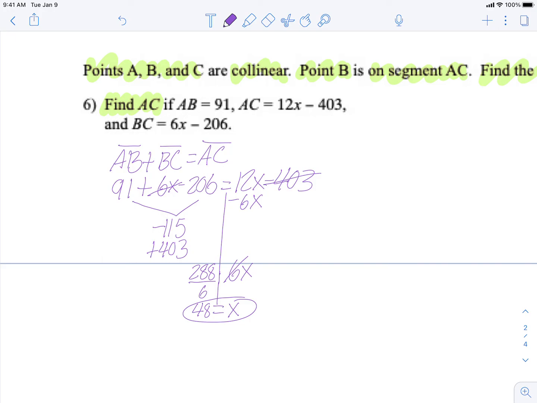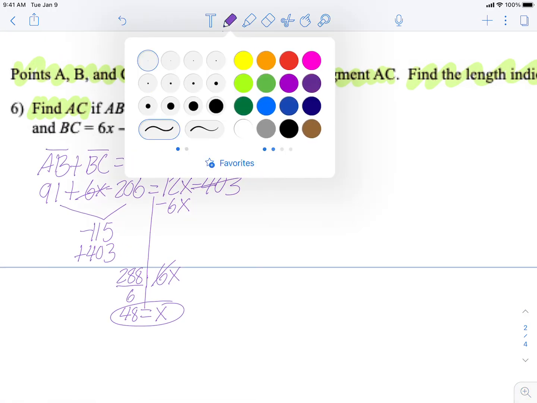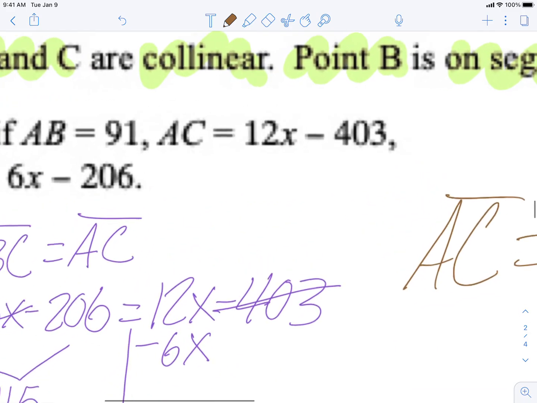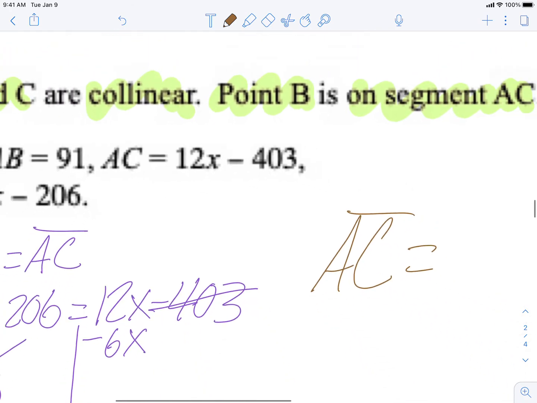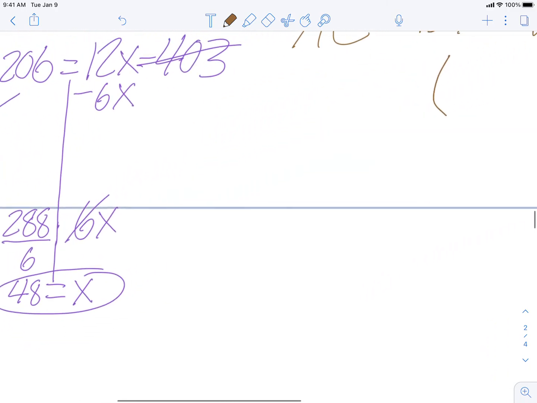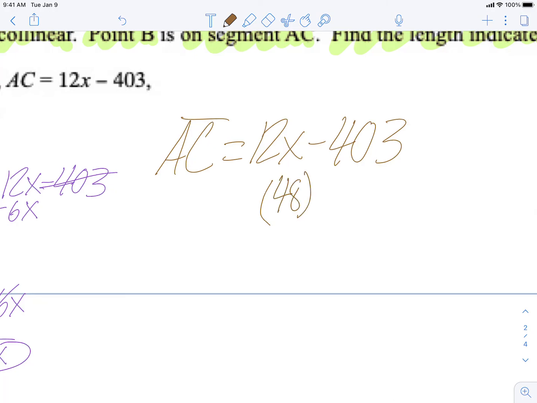But I need to find AC. So let me rewrite AC over here. AC is equal to 12x minus 403. So 12x minus 403. I can substitute for x. x is 48, right? So 48, and I bring down my 12, and I bring down my minus 403.